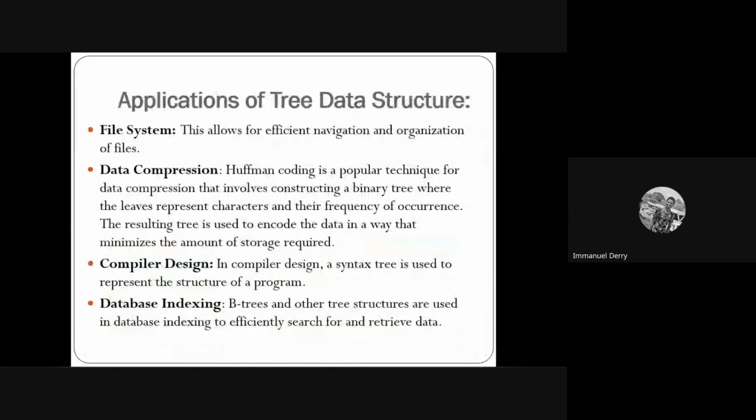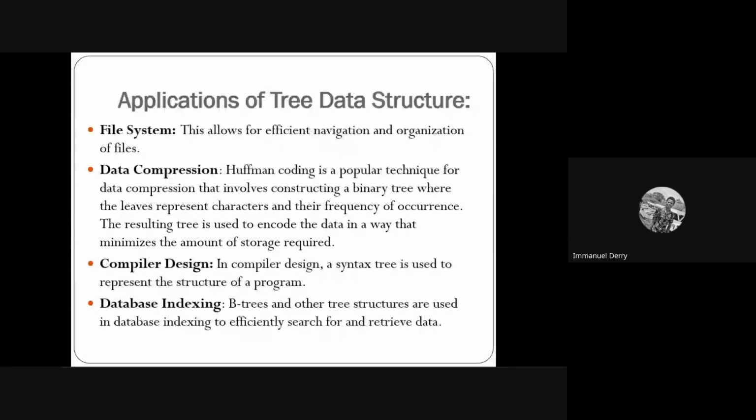All right, so let's look at some applications of tree data structure. One of them is file systems. Most of the file systems that we use, like a file manager, are implemented using the tree data structure, which allows for efficient navigation and organization of the files. And also, if we want to talk about data compression, we can equally use trees to perform data compression. One of the examples is Huffman coding, which is a popular technique for data compression.